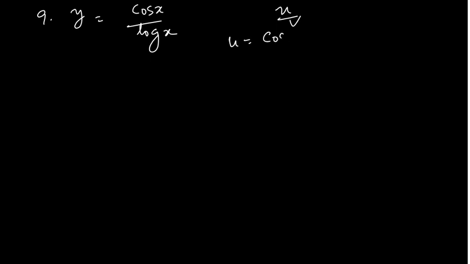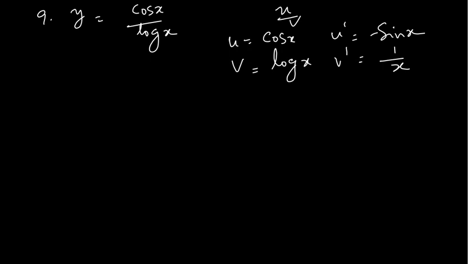Cos x divided by log x. So u by v rule. U is equal to cos x. U dash is minus sin x. V is equal to log x. V dash equal to 1 by x.